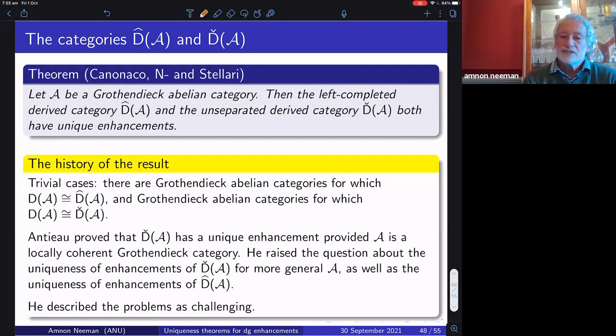Anyway, as I said, Antieau conjectured that both of these should have unique enhancements, and the conjecture turns out to be true in this generality.